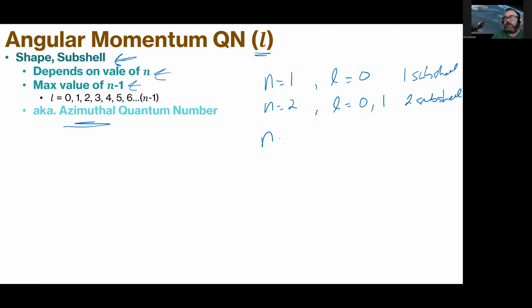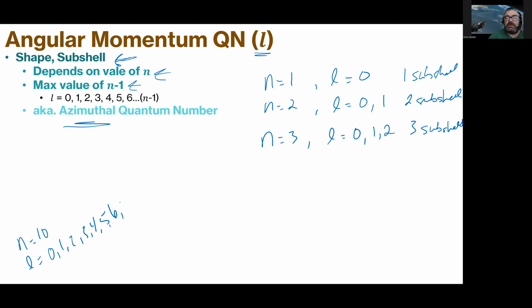Okay, you take this further, n equals 3. So L has to be 0, 1, or 2, and then there are 3 subshells here. You see what we're getting at here? We're just nesting layers together. And you can take this out as far as you want to go. If you want to say n equals 10, then L could be 0, 1, 2, 3, 4, 5, 6, 7, 8, or 9.